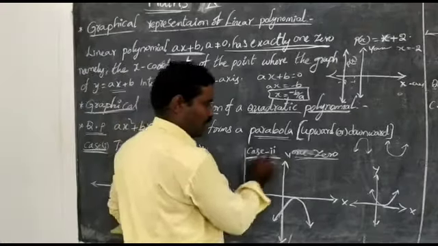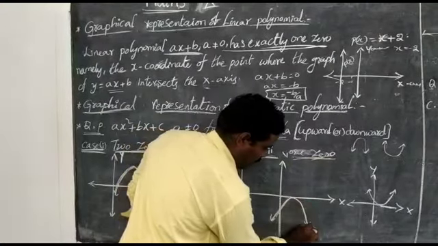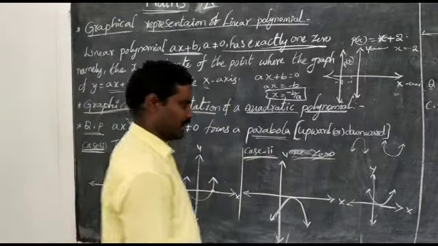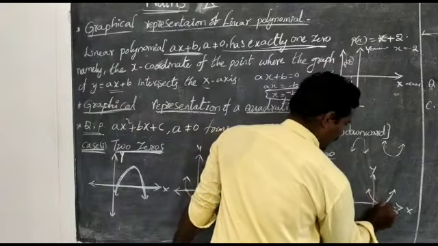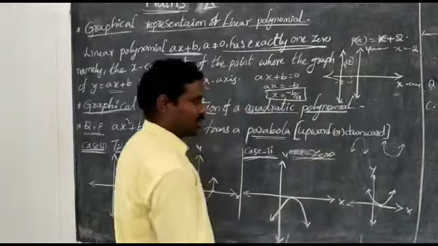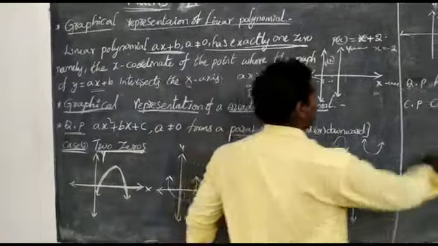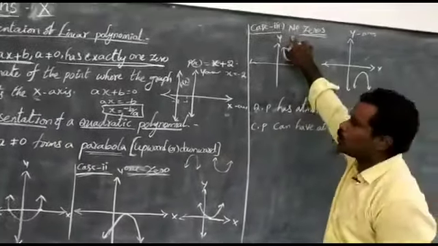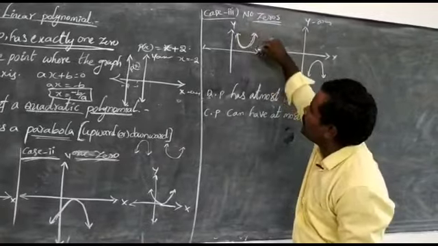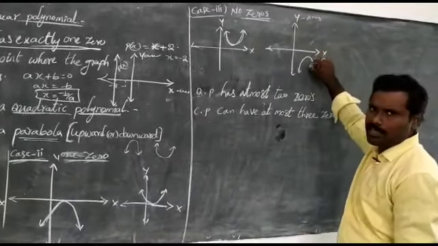Now case 2, we have only 1 zero. You have to observe here, the downward parabola touches the x-axis at exactly 1 point. The upward parabola also touches at only 1 point. Then in this case we have only 1 zero. Now case 3, here there are no zeros. That means the parabolas do not touch the x-axis. Observe here, it also does not touch the x-axis.